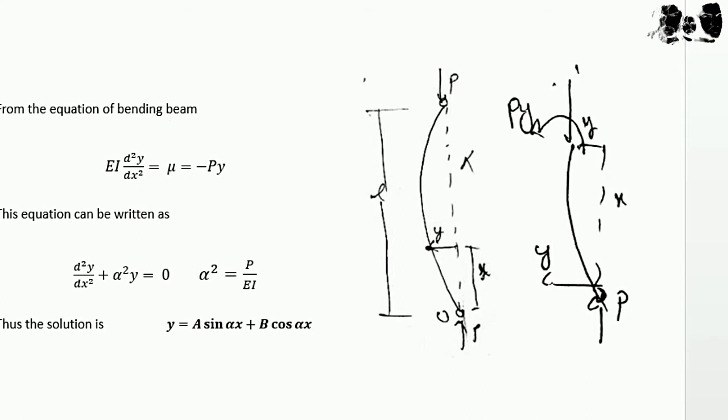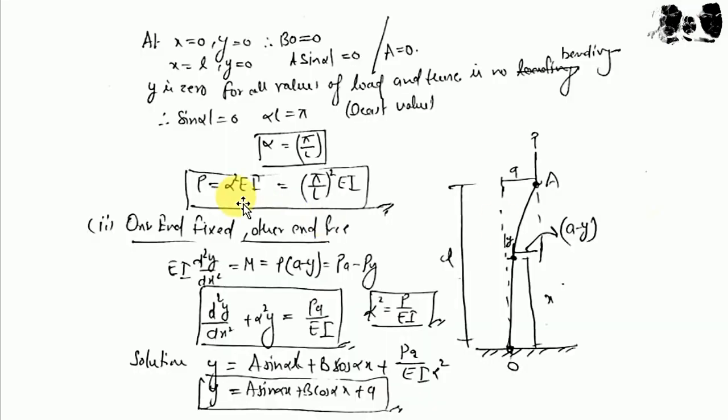We put the value of alpha in this equation. Alpha square is equal to P upon EI. We put the value of alpha, which becomes pi square by L square, and then we can find the value of P easily, which we have done here. P is equal to alpha square EI, and where we put the value of alpha, it becomes pi upon L whole square EI. In the next lecture, we are going to find the other three conditions.